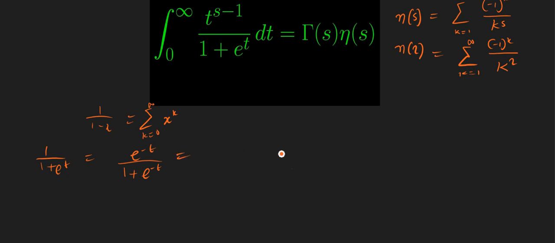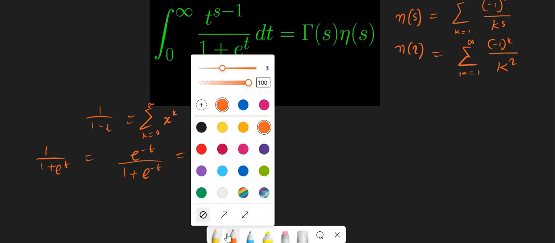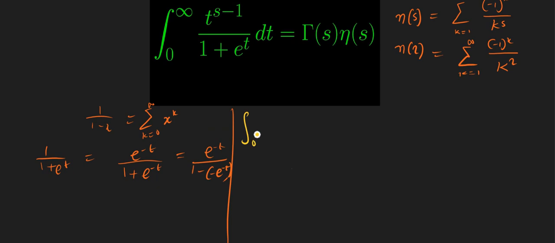So this would equal e to the negative t all divided by 1 minus negative e to the negative t power. So basically now we have this integral, which is the integral from 0 to infinity. Let me write in a different color. So here the integral from 0 to infinity would be t to the s minus 1 power all divided by 1 plus e to the t dt, and this integral would equal the integral from 0 to infinity of what?